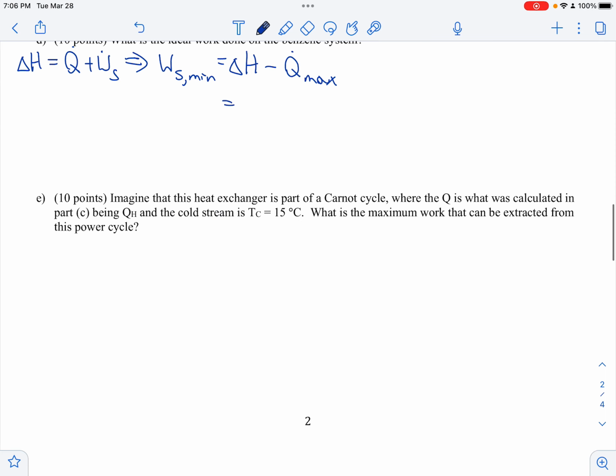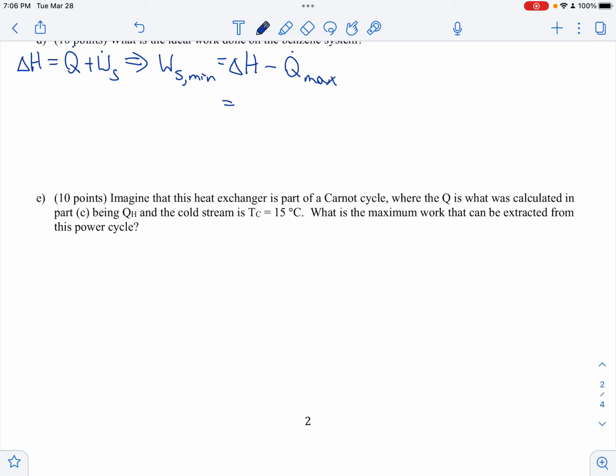Okay, so the last part is part E. Imagine the exchanger were part of a Carnot cycle where Q calculated in part C were QH. And so what we call Q max is in fact QH, and TC is 15 degrees. What is the maximum work that can be extracted given those assumptions?